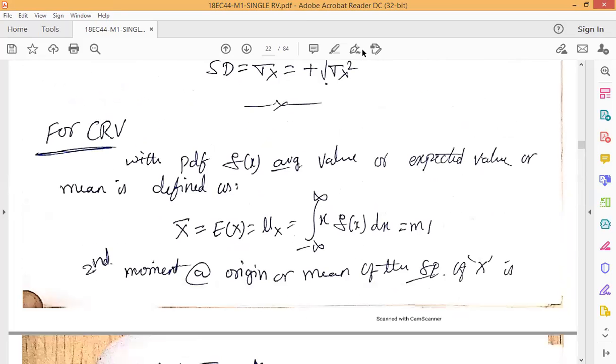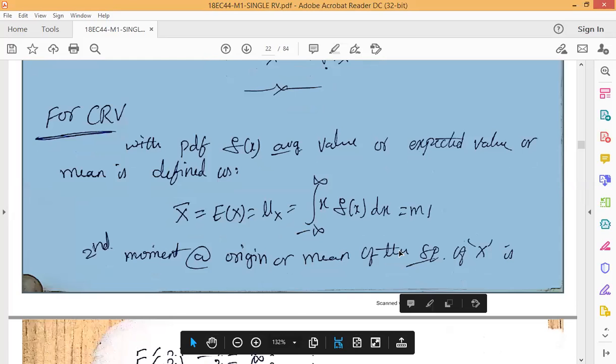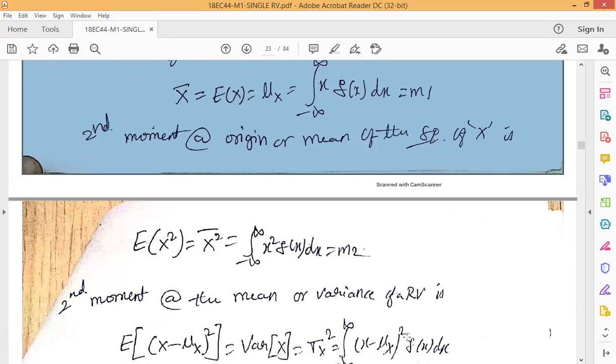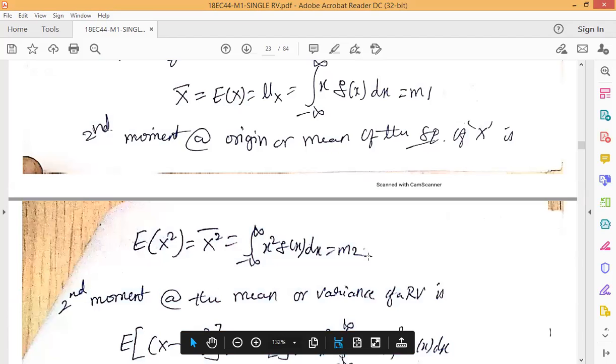Similarly, the same equations can be expressed in terms of integration for continuous random variables. For the continuous random variable, the mean about the origin is given as integral x into f of x dx, which is taken as m1. Similarly, the second moment about the origin, the expectation of the square of the random variable, is given as integral x square into f of x dx.